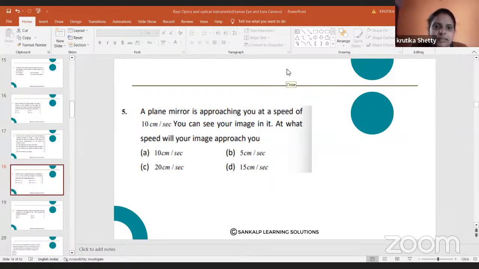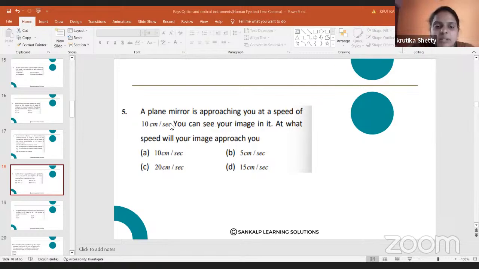Yes, correct. That is, the image is coming with twice the speed. That is nothing but, yes, see, 20 centimeter per second. So whatever speed the mirror is coming with, the image is coming with twice that speed, that is 20 centimeter per second. It is option C, 20 centimeter per second.